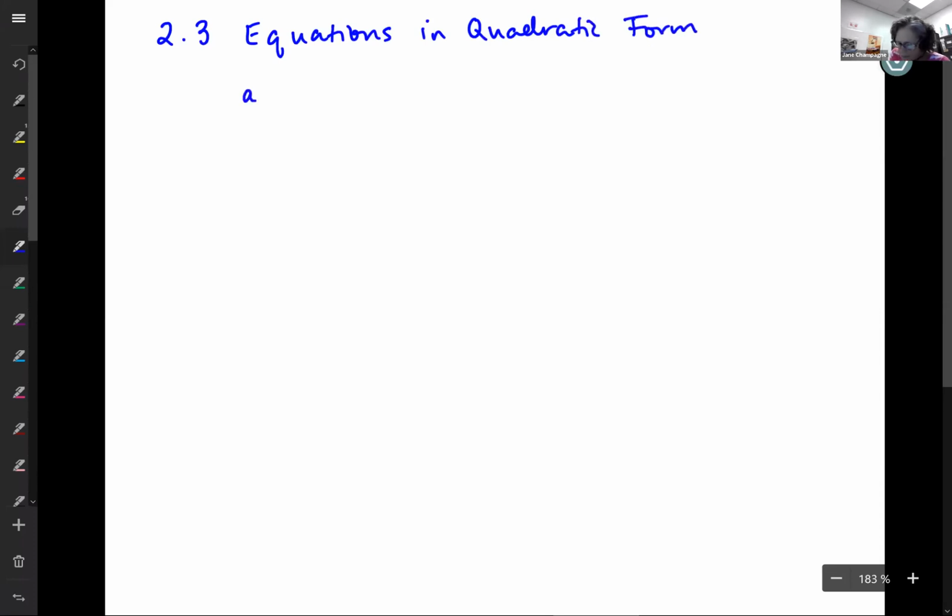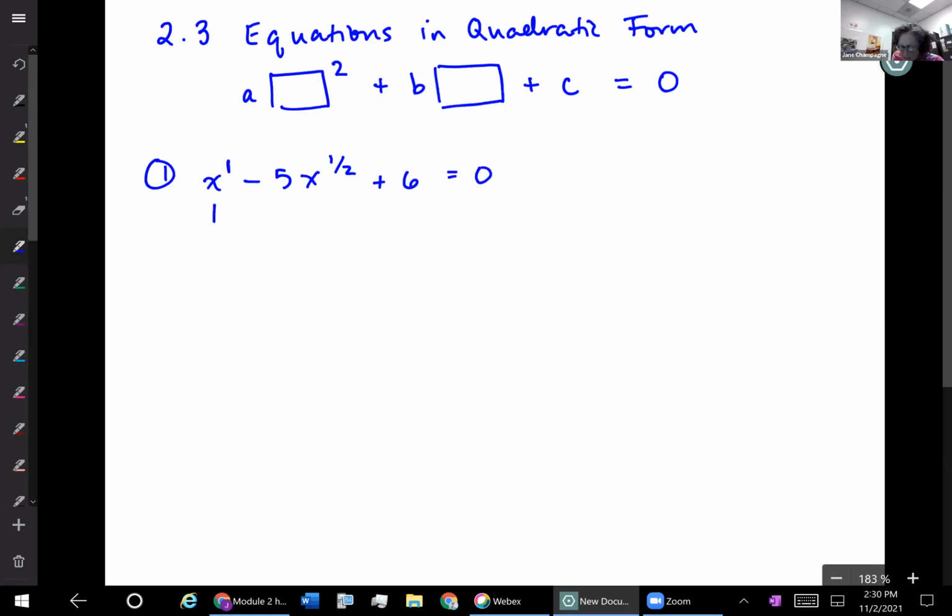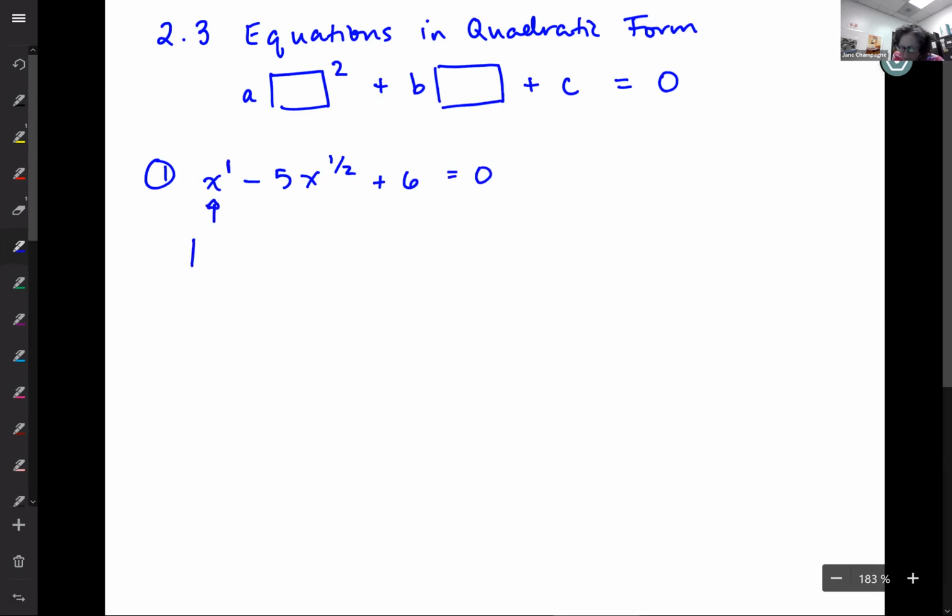So you've got some number A times something squared plus some number B times something plus C equals 0. Number 1, x minus 5x to the 1/2 power plus 6 equals 0. So here, if you've emphasized that that's x to the first, you can see that x to the first is what you would get if you squared x to the 1/2. All right, square root squared is x, sure enough.